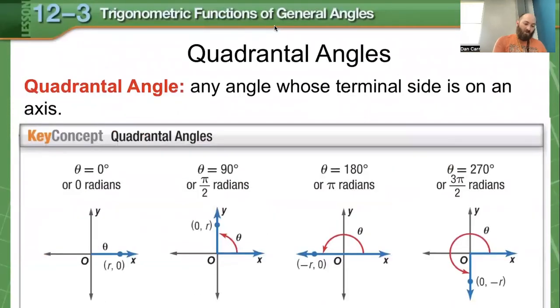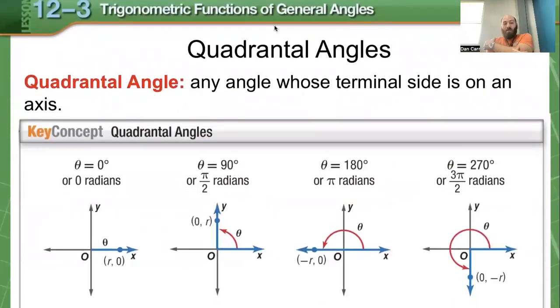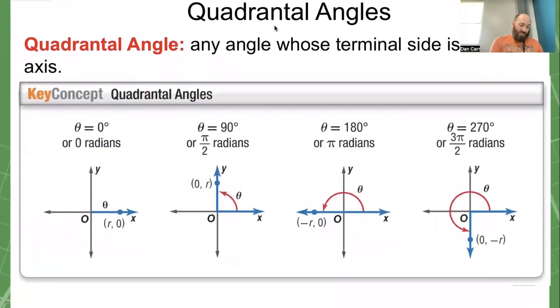The other thing we're talking about today is what's called quadrantal angles. This is any angle whose terminal side is on an axis. So we see right here, the very first one is just 0 degrees or 0 radians. As a point on the coordinate grid, it's just whatever the radius is, comma 0. This one is 90 degrees or pi over 2 radians, and that's 0, r. So whatever the radius is, it's going to start from 0 in the x and go up r.